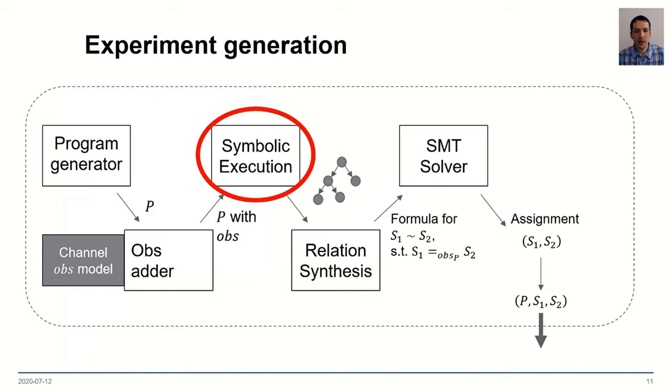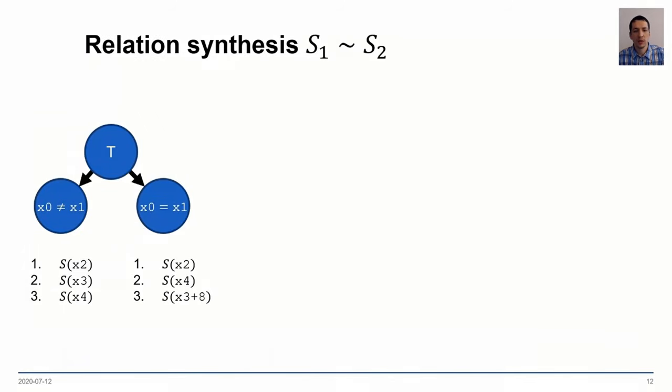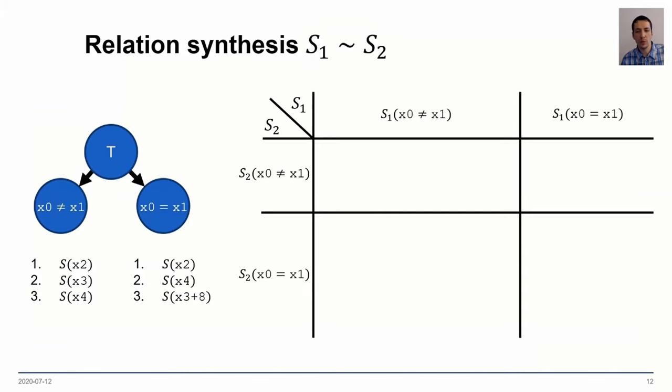With this, CAV has obtained a path condition and a symbolic observation list for each execution path of the previously generated program P. Now it uses these to generate a formula that expresses whether the execution of two states produces equal observations or not. We start with the output from the symbolic execution on the left. The relation is about the two states S1 and S2. In order to characterize equal observations in general, we consider all combinations of execution paths for each of the two states. We illustrate the process for the combination where S1 executes the left path and S2 executes the right path.